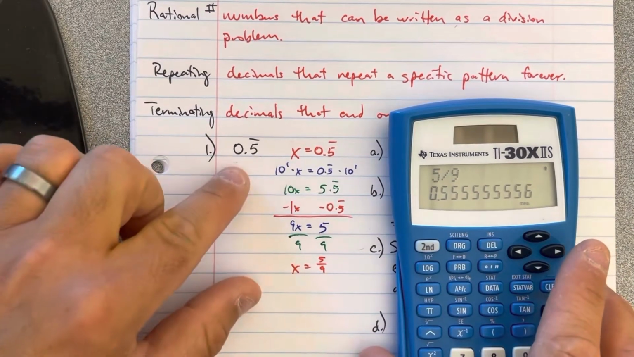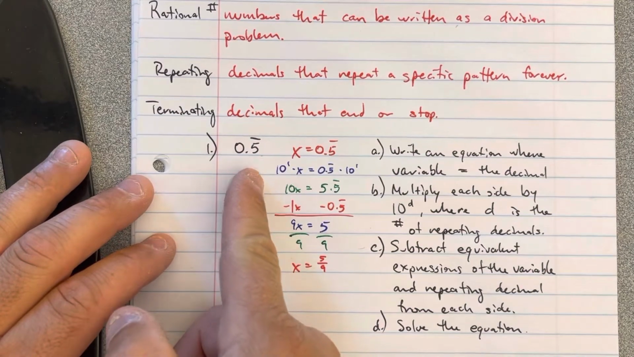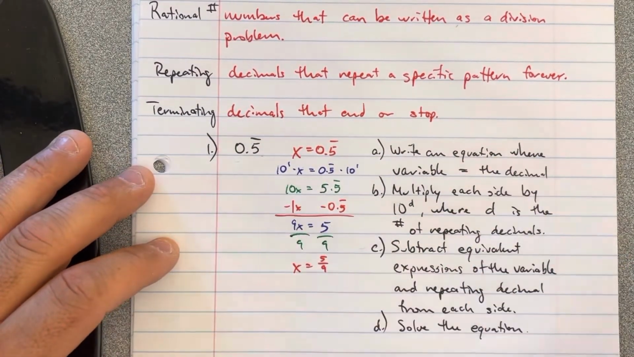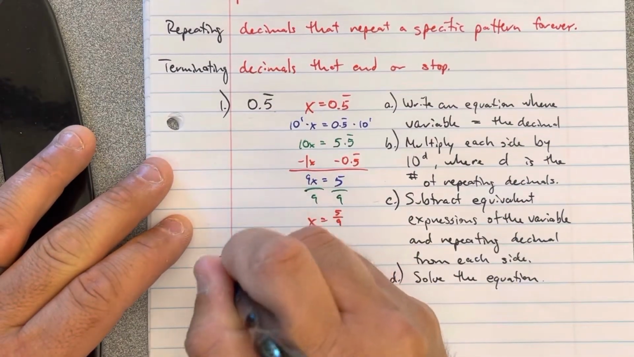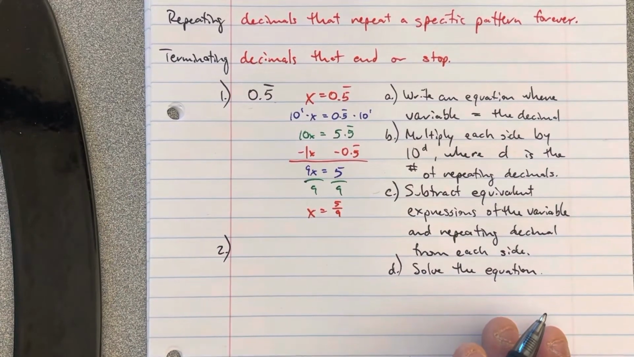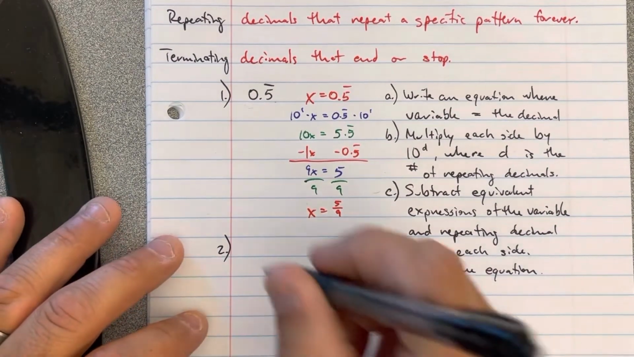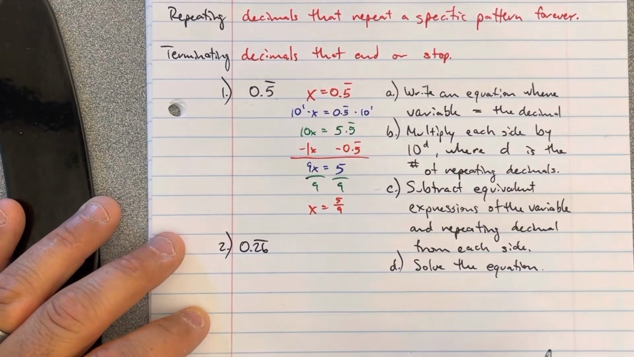Now, for an example like this, you might look at it and say, okay, it's 0.5 repeating, 5 is in the tenths place, I'm going to subtract 1 from the tenths place, and it's going to be 5 over 9. That is easy to use for these types of examples, but they'll get a little bit more tricky. So let's go to our next example, 0.26 repeating.